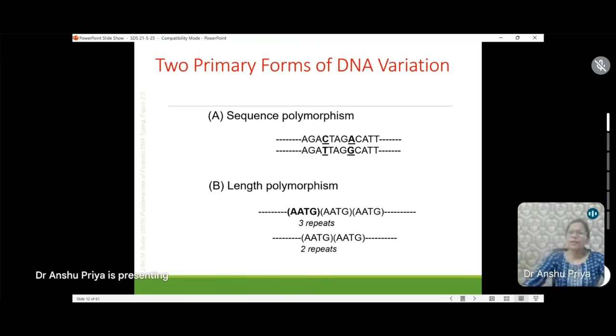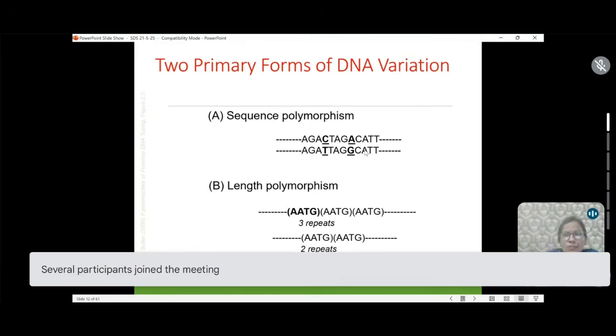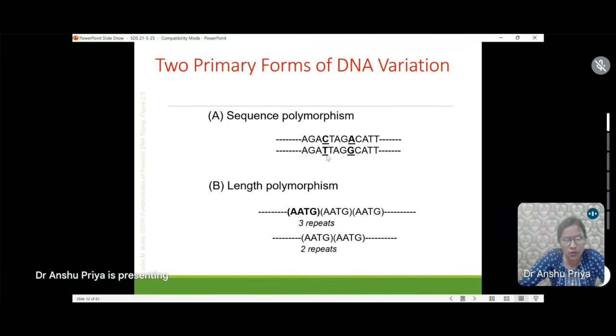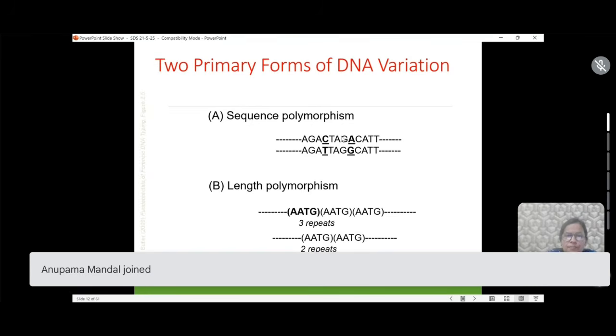Types of sequence variation in the DNA. One is sequence polymorphism. Sequence polymorphism means there is a change in only a single nucleotide, so that is called a sequence change, and it can be detected by SNP. Then length polymorphism. Here there is a change in the length, like the tetranucleotide STR. If they are repeated 3 times, there are 3 repeats, so the length is more. But if the repeat is 2 times, the length is less. So this is length polymorphism. In case of STR, we are looking at length polymorphism, but in case of SNP, we are looking at sequence polymorphism.